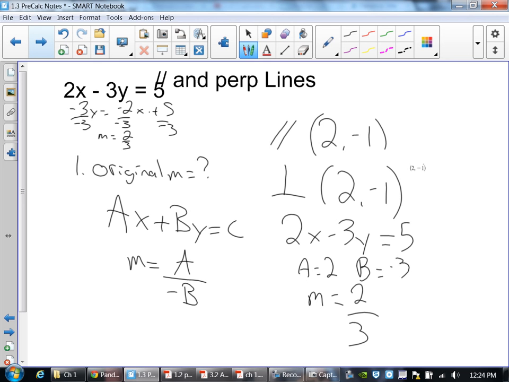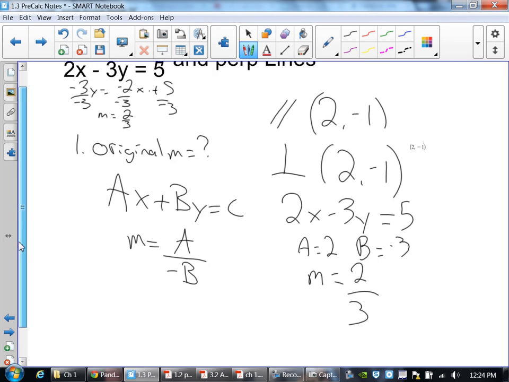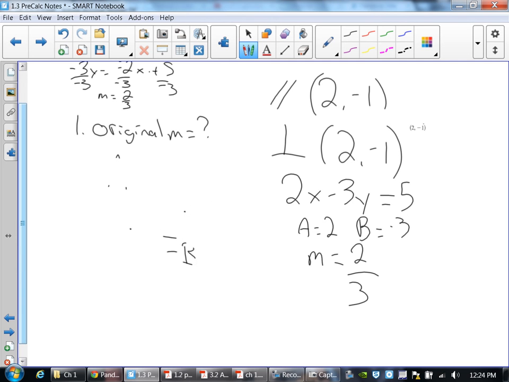All right, so back to my first step here. Identify the original slope. The original slope here was 2/3. Do we need a parallel slope or a perpendicular slope? The first part of the question asks me to write parallel. Parallel slopes, are they the same slopes or different slopes? Same. So what is parallel to 2/3? 2/3.